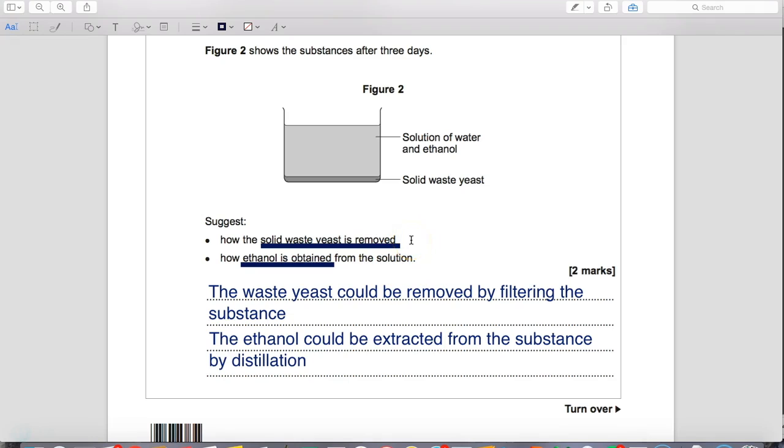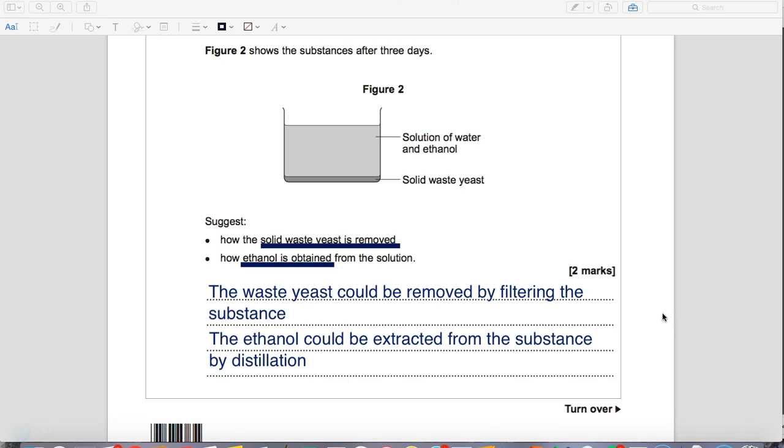Answering the first part, how the solid waste yeast is removed, my answer would be, well, if you try and think about how you'd remove sand from water, you've got to filter it. And it's exactly the same thing. You've got to take a solid away from the liquid. So my answer would be the waste yeast could be removed by filtering the substance. That's going to be my first answer.